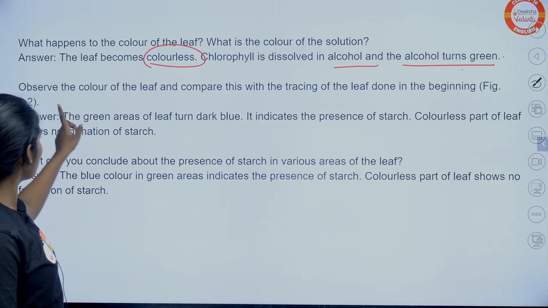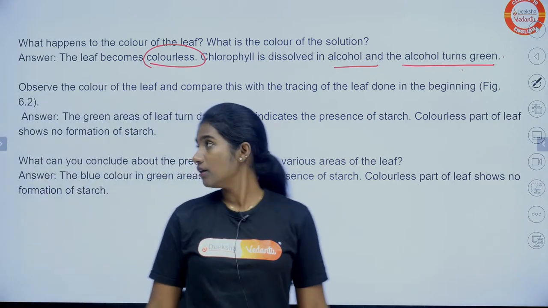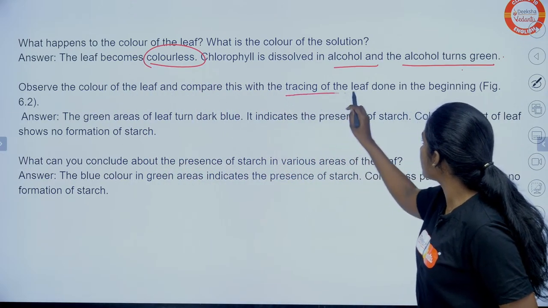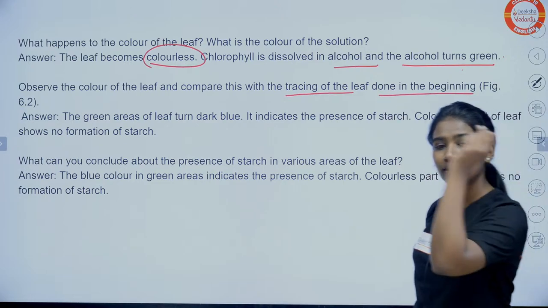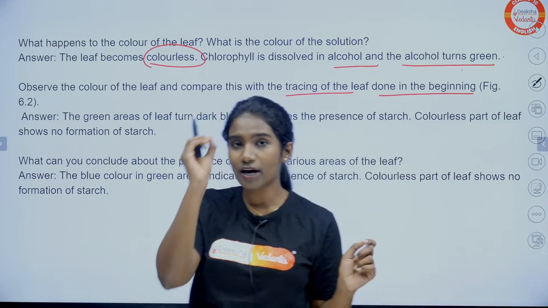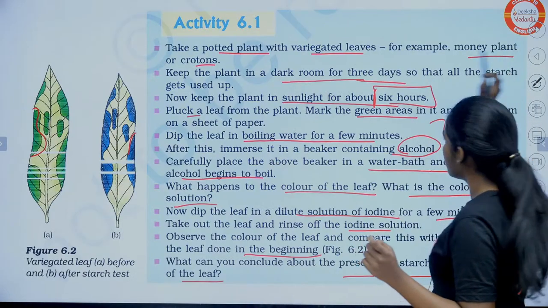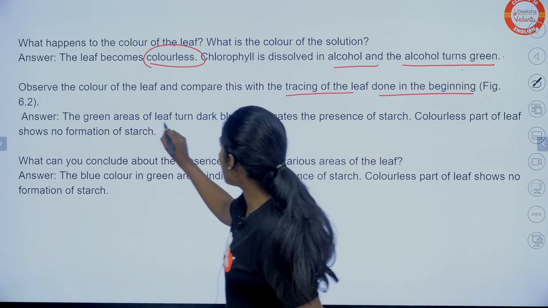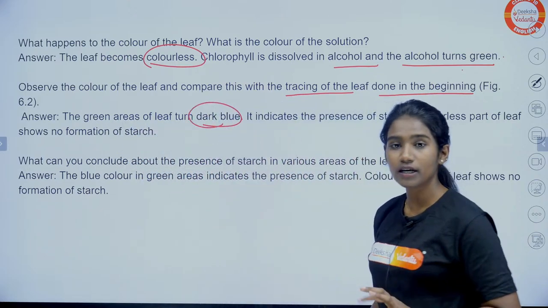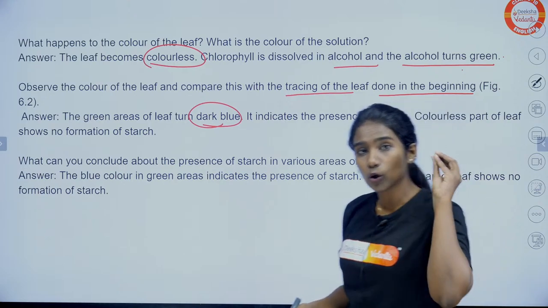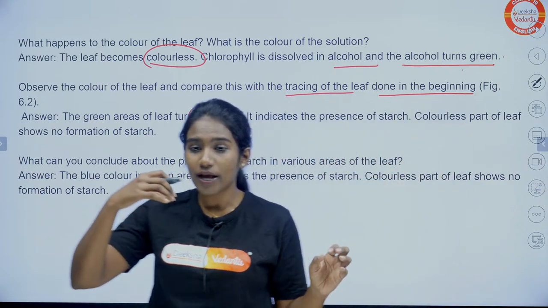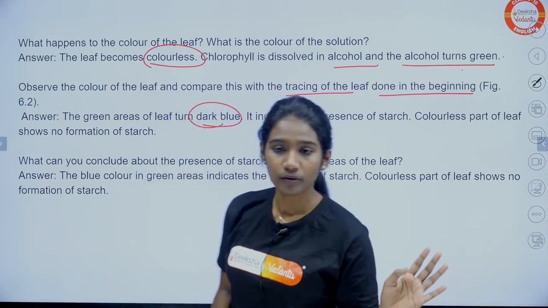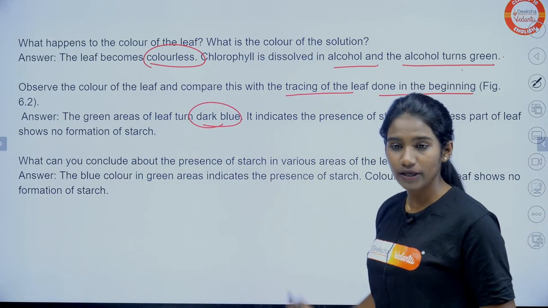And then what was the next question? Observe the color of the leaf and compare this with the tracing of the leaf that was done in the beginning. In the beginning we had marked those green patches, right? So now what did we observe? See, the green area of the leaf turned dark blue. Why? Because over there the starch is present, and when the iodine reacts with the starch, it turns blue-black, dark blue in color.